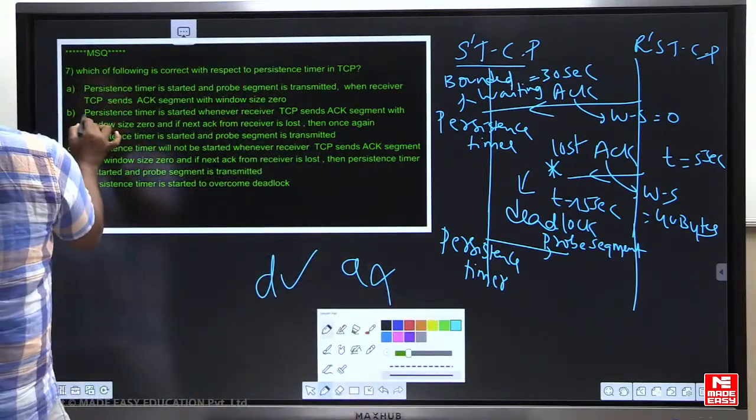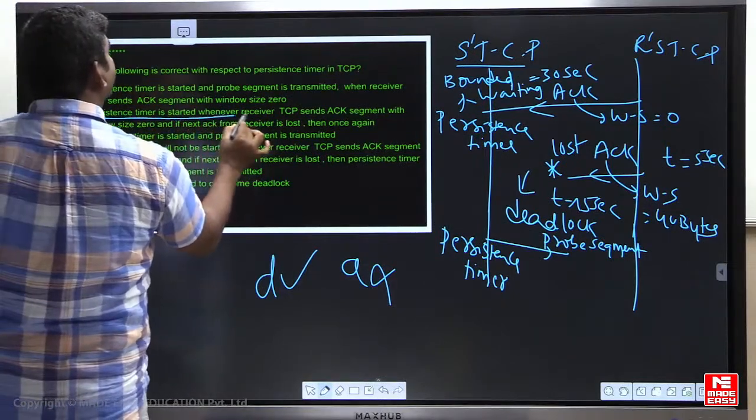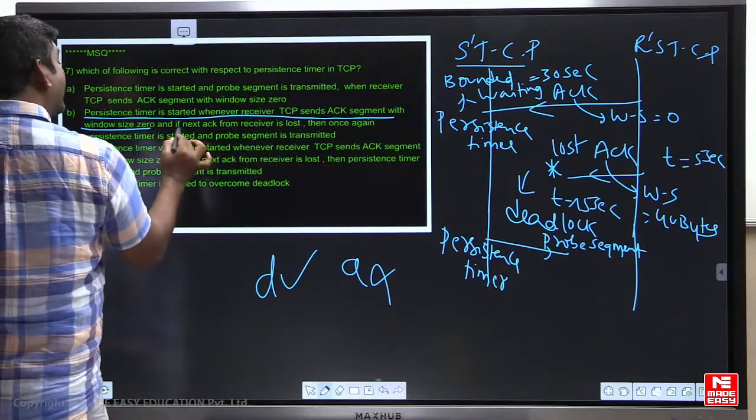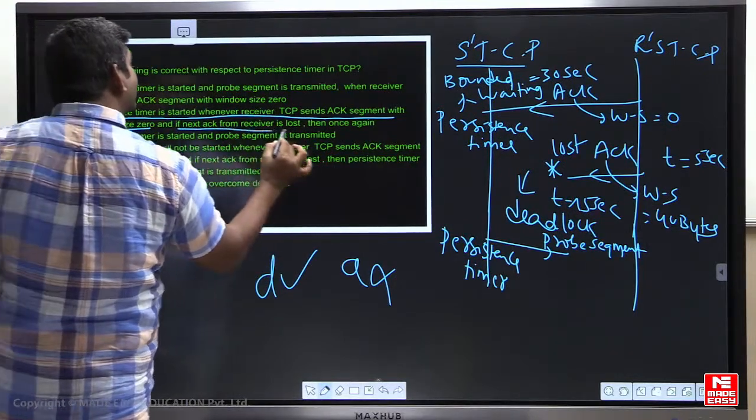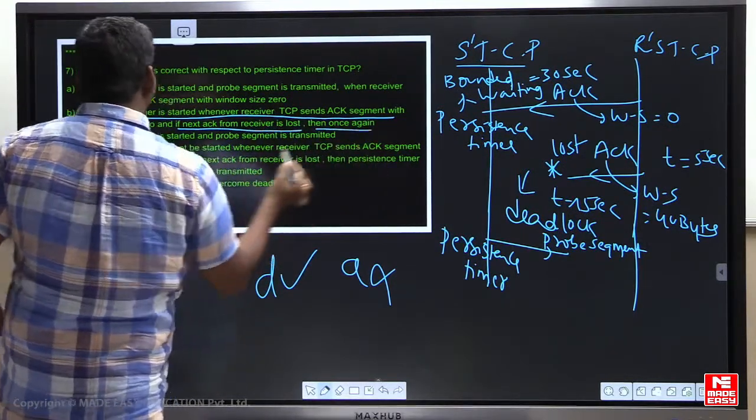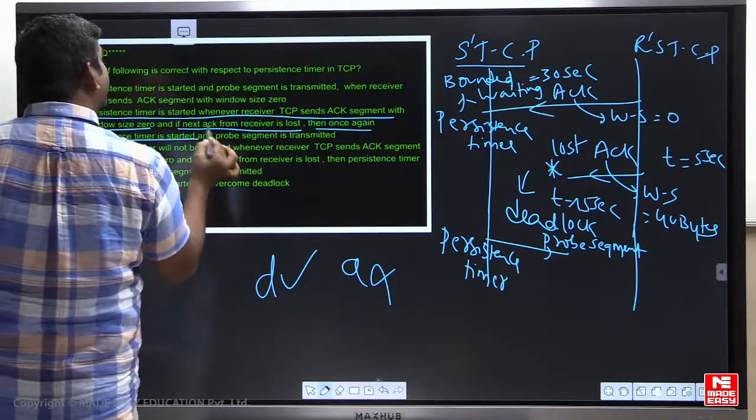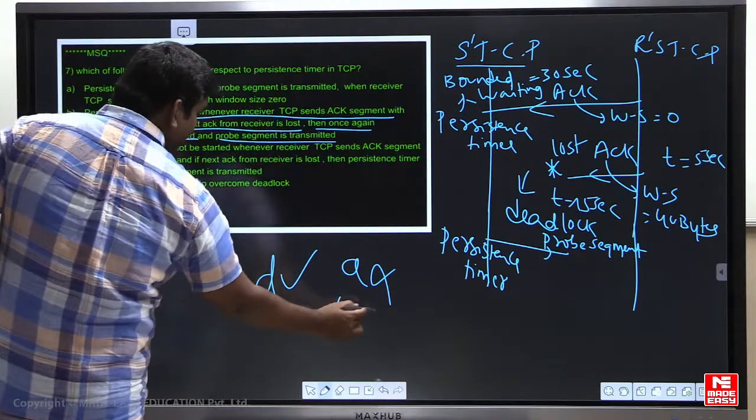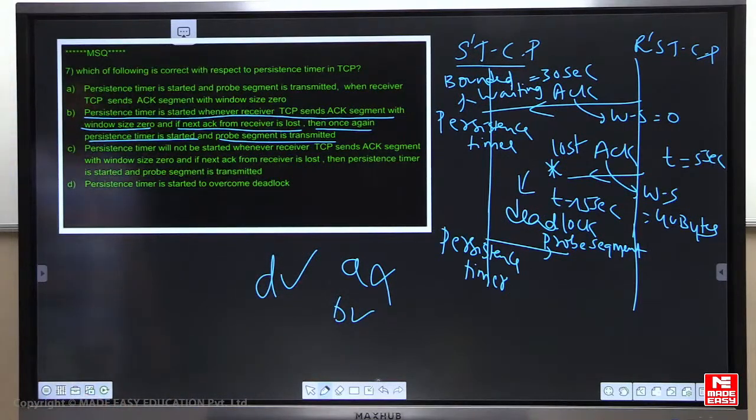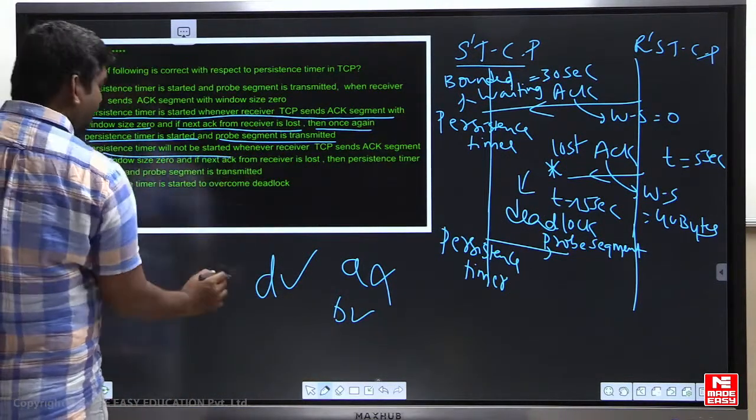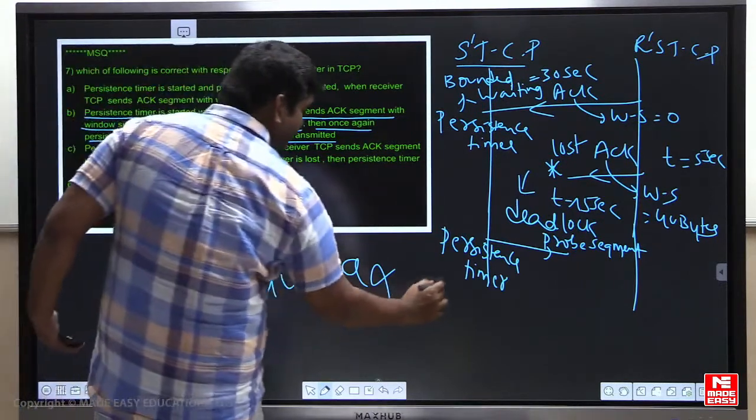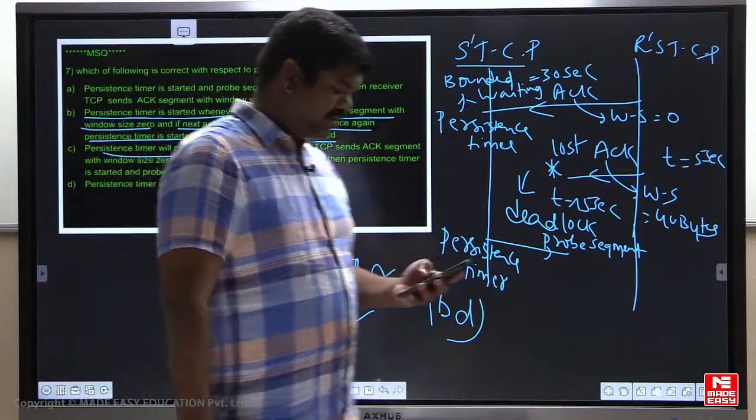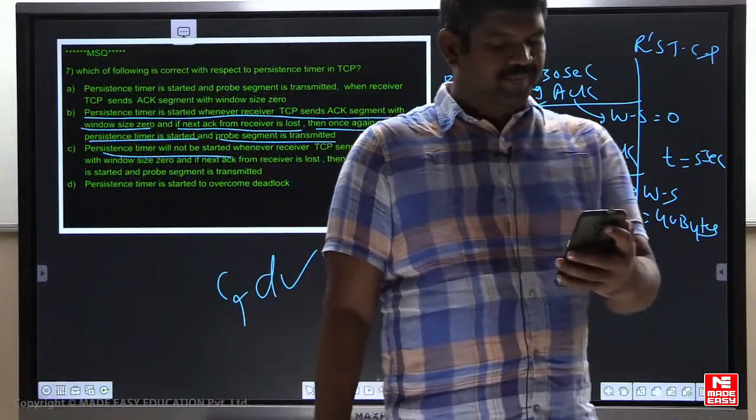Now see option B. Persistence timer is started whenever the receiver TCP sends an ACK with window size 0, and if the next ACK from the receiver is lost, then once again the persistence timer is started and the probe segment is transmitted. Yes, it is correct now. So B is correct. Persistence timer will not be started in C, so C is also wrong. So B and D are the answers. Yes, now you are done correctly.